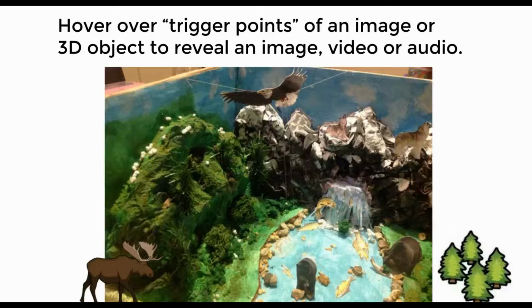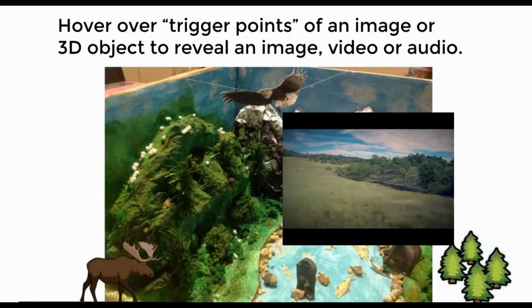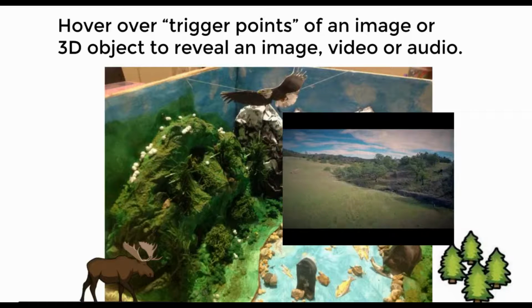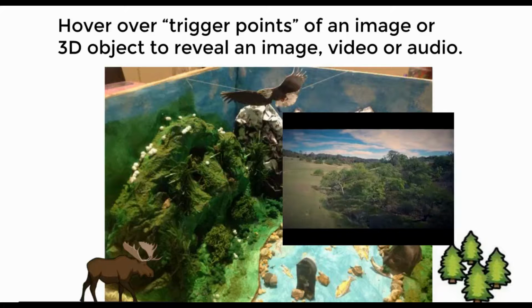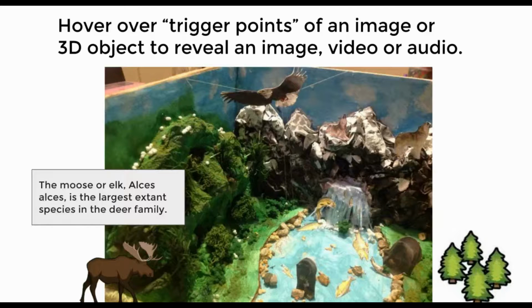So what they did was add triggers to their models using Aurasma that would then link to more information. For example here with the trees, if you hover over that trigger, a video may pop up explaining more about that part of the ecozone. Or they may use an animal as a trigger image and have a text box pop up to give a little bit more information about that animal. So they're using augmented reality to fuse together the digital and the physical world.